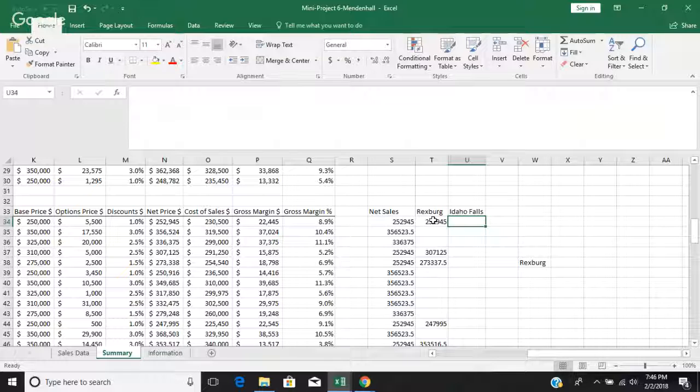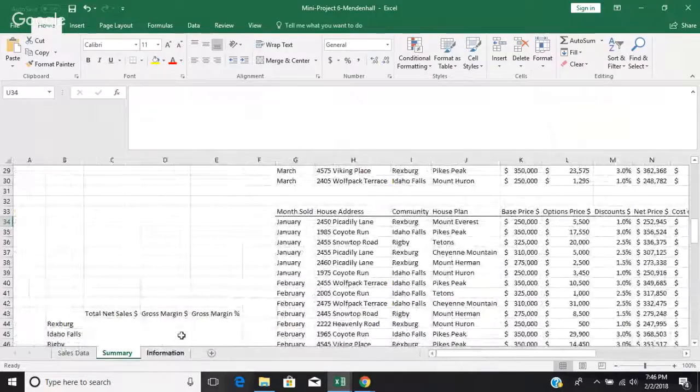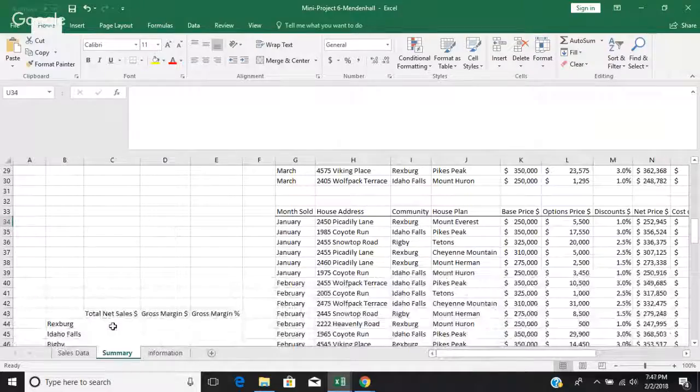I just wanted to make sure that I understood it, and then I'd move on and finish that later. So I'm going to do the same thing with Idaho Falls. And then you could have the sum of Rexburg, Idaho Falls, and the sum of Rigby, and that will be my net sales. Once I have my total net sales, I'll do the same thing for gross margin, doing those if statements and then summing them up. For gross margin percent, I'll just take this number and divide it by this number, right? Yeah. So that's my plan for this one.